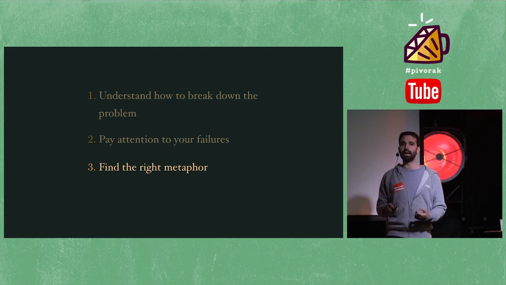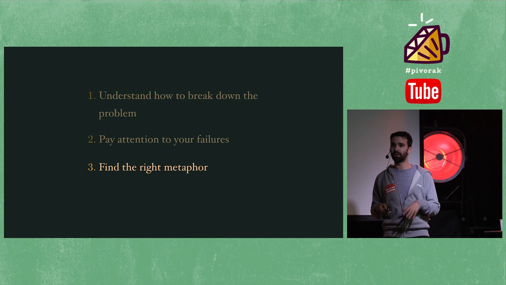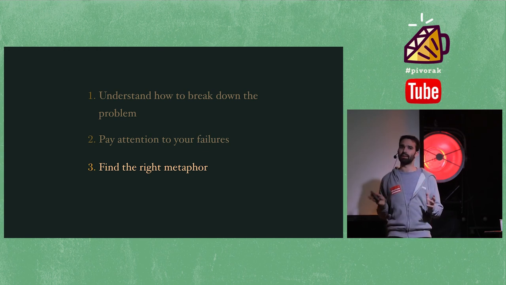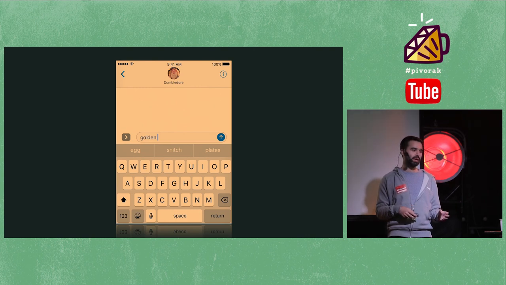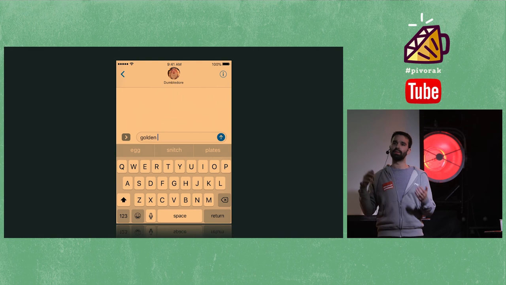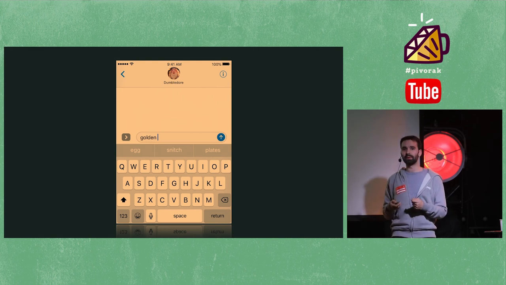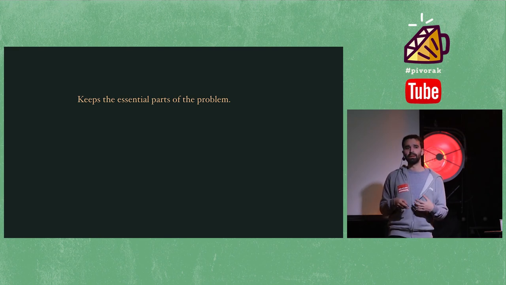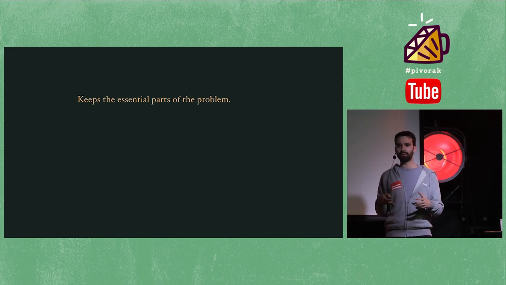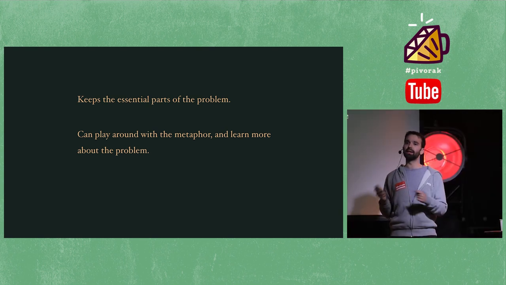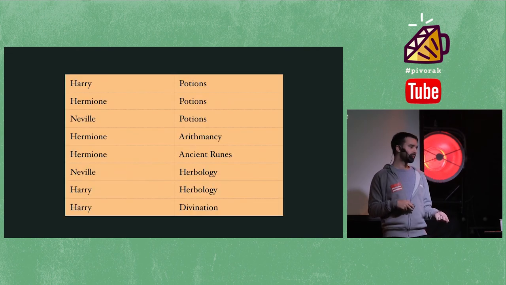And then the third point is, I think it's often really useful to find a good metaphor for your problem. So, often when we're just staring at code and thinking about things abstractly, it's hard to find a solution. I found it much more easy to think about this problem once I started thinking about autocomplete and thinking about my phone and start playing around with it physically and understanding how it works. And a good metaphor, not everything is a good metaphor, right? A good metaphor is something where you're going to keep the essential elements of the problem, and ideally, it's something where you can play around with the metaphor and actually learn something about the original problem.